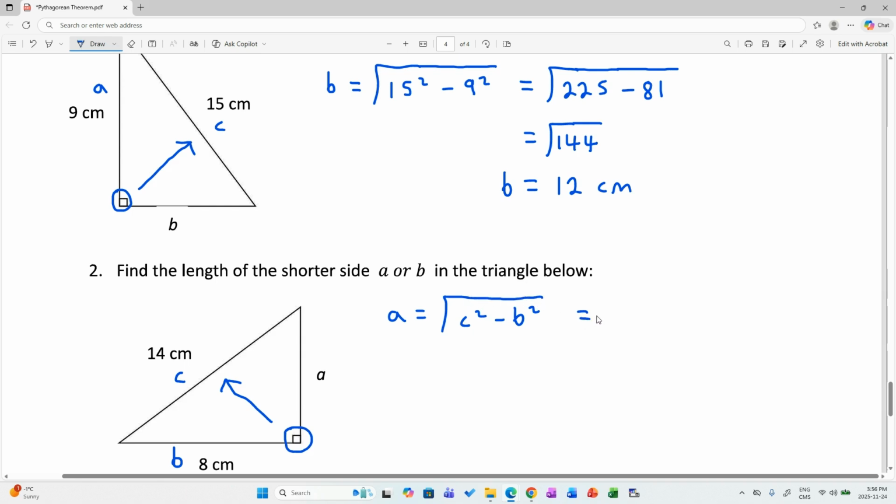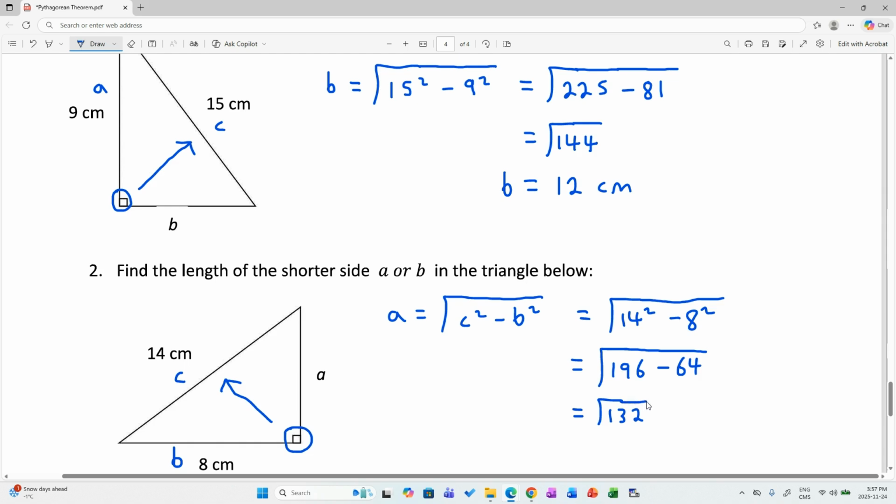And in this case, C is going to be 14. So I have 14 here squared, and B is going to be 8. So instead of writing B squared, I'm going to write 8 squared. So I have the square root of 14 squared minus 8 squared. Now, 14 squared is going to be 196, and then 8 squared is going to be 64, right? So now I'm going to take 196 and subtract 64, which in this case, I would actually get the square root of 132.